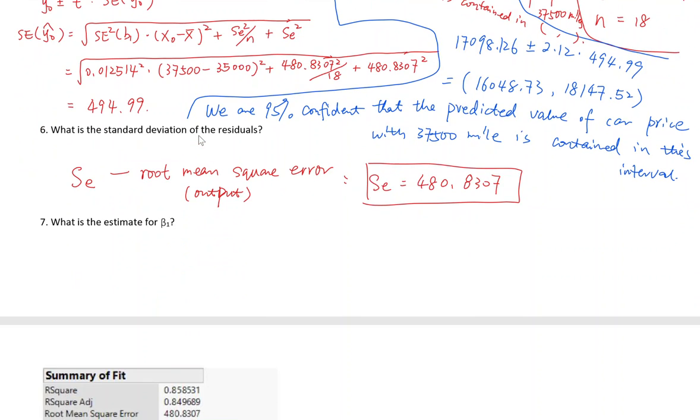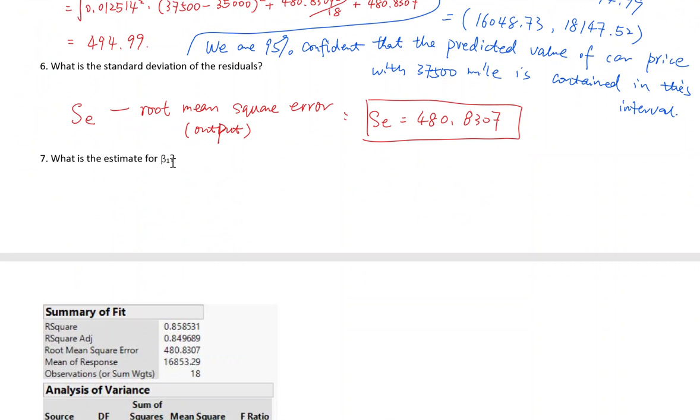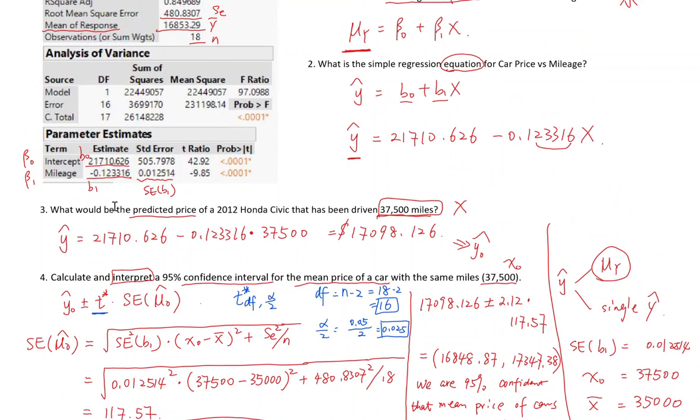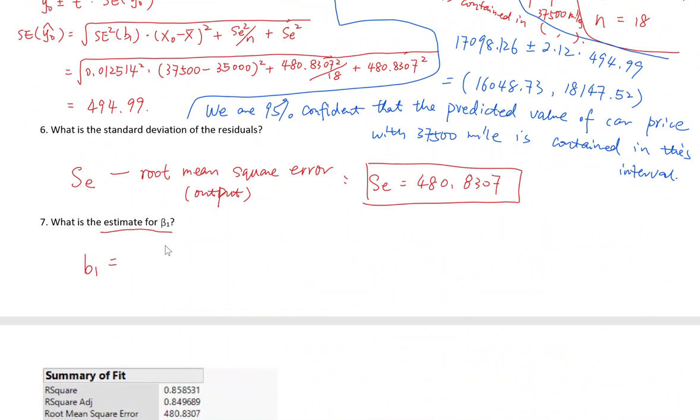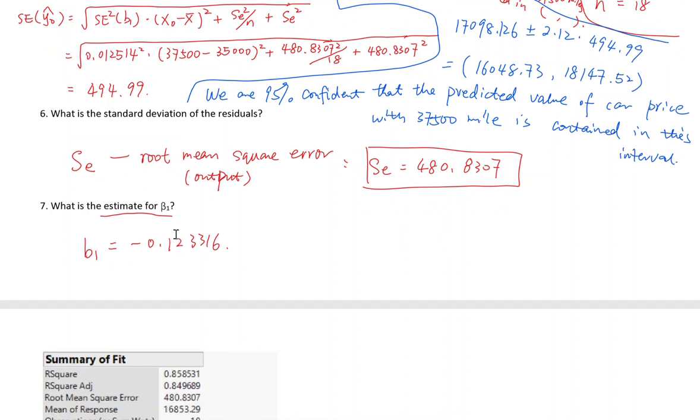Is that easy? Right, so next one, what is the estimate for beta 1? What do we use to estimate beta 1? We use B1, right? Okay, then what is the value of B1? From the output, we already know that the value of B1 is here, right? So the estimate for beta 1 is just negative 0.123316. That's it.